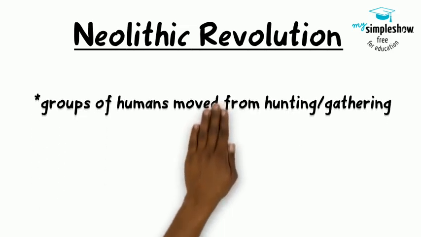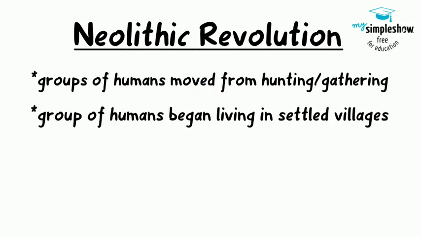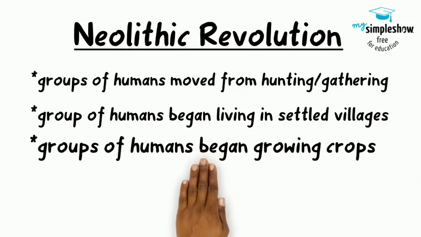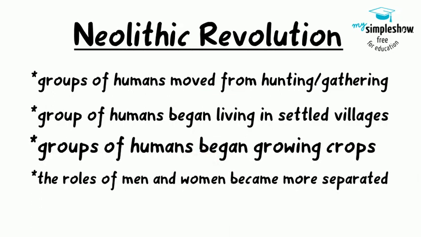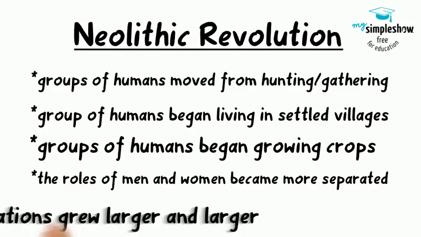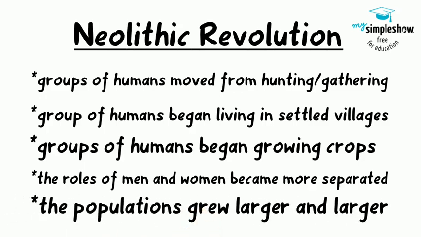The Neolithic Revolution led to massive societal changes as humans moved from being hunters and gatherers sheltering in caves and transportable shelters to living in villages and growing their own crops. The roles of men and women also changed, as did the decision-making process. Also, at some point, people lived in larger and larger groups.